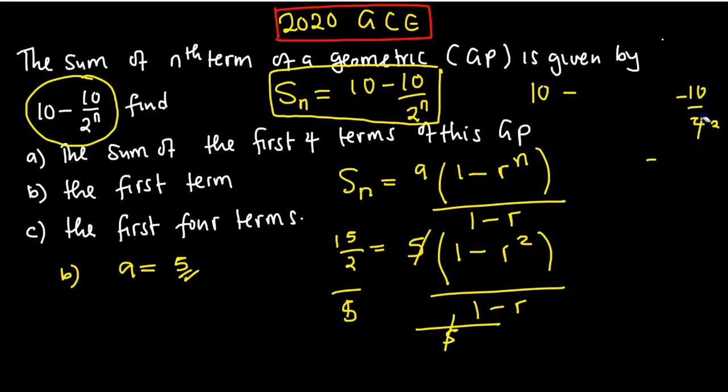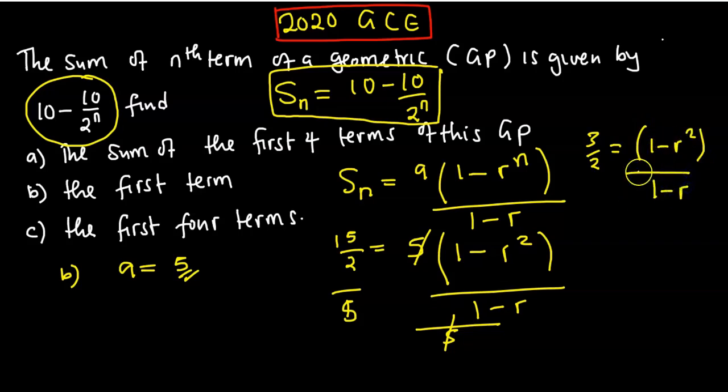So now, what are we going to have? Let us continue with the journey. We want to find r. So here it is going to be 3 over 2 equal to this whole of it. We're only remaining with 1 minus r squared, then divided by 1 minus r.